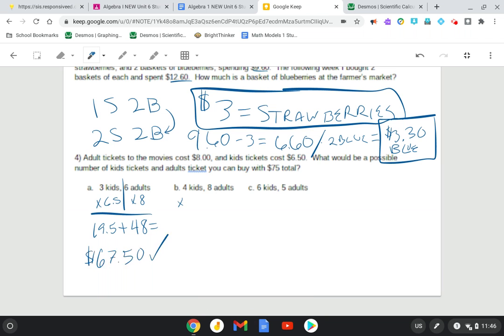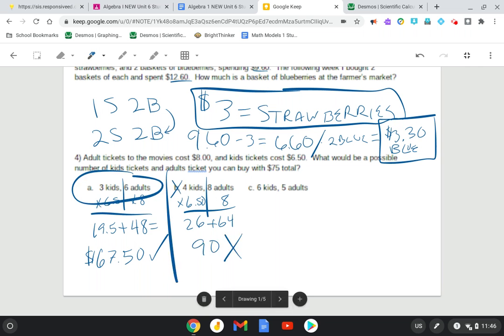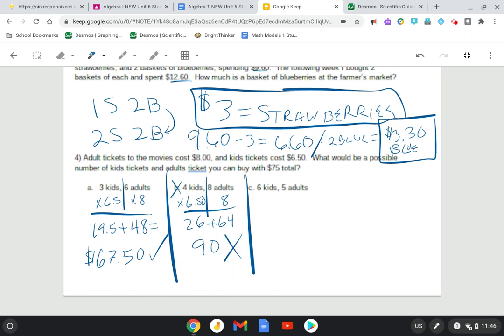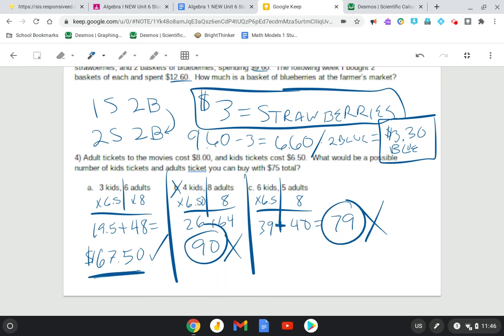And we see if we can buy that one. Kids times 6.50, adults times 8. Adults cost 64. 8 times 8 is 64. 6.50 times 4 is 26. Add those together, you get 90. So that is not going to work. That is not an answer. This one so far is good. Next one, 6 kids times 6.50, 5 adults times 8. Adults cost 40. Kids cost 39. Together that's 79. And that is no good. So the only one that works is answer choice A. The other two don't work.